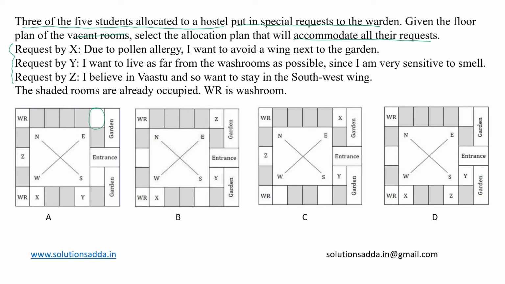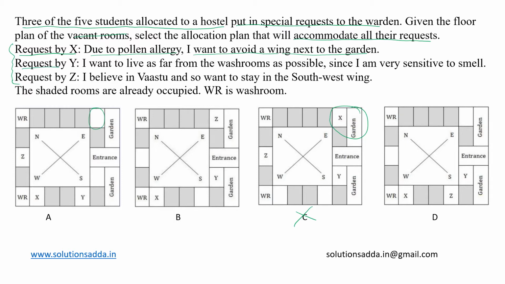So let us look at each request one by one, and according to that let us eliminate the options which may not be suitable. The request made by student X was, due to pollen allergy, I want to avoid a wing next to the garden. So we can see that in option C, X is allocated a room next to the garden. So this option will be eliminated. No other option violates this rule, so they will not be eliminated.